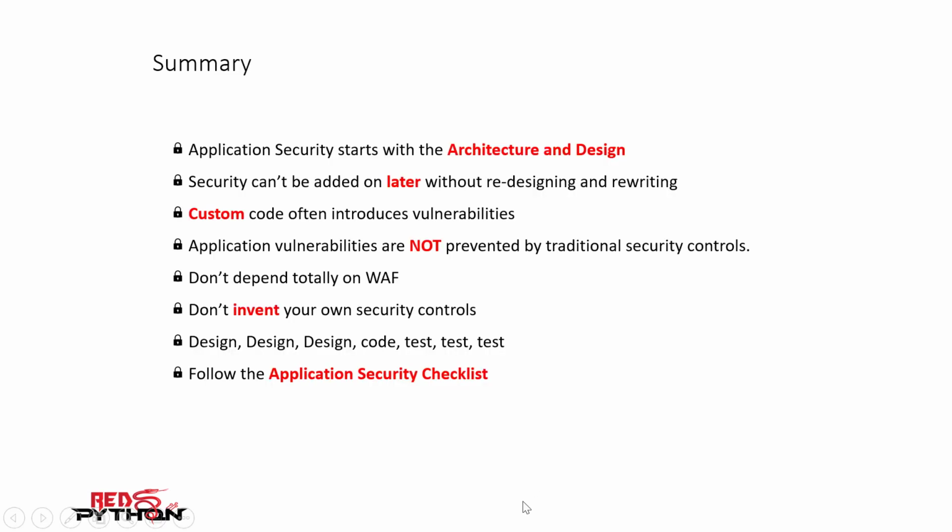In summary, guys, a couple of recommendations. You can always contact me in case you have any inquiry concerning this topic. It's known that application security starts with architecture and design. Take your time investing in good architecture and design for your application. Security is not something to worry about later on. If security is not incorporated from day one, you'll have something to worry about later on. Custom code often introduces vulnerabilities. Make sure to reuse trusted code.